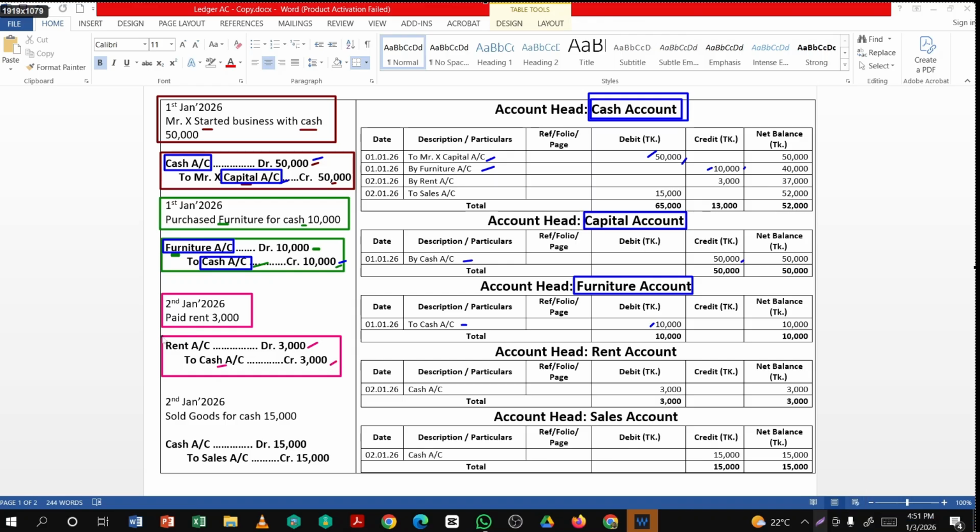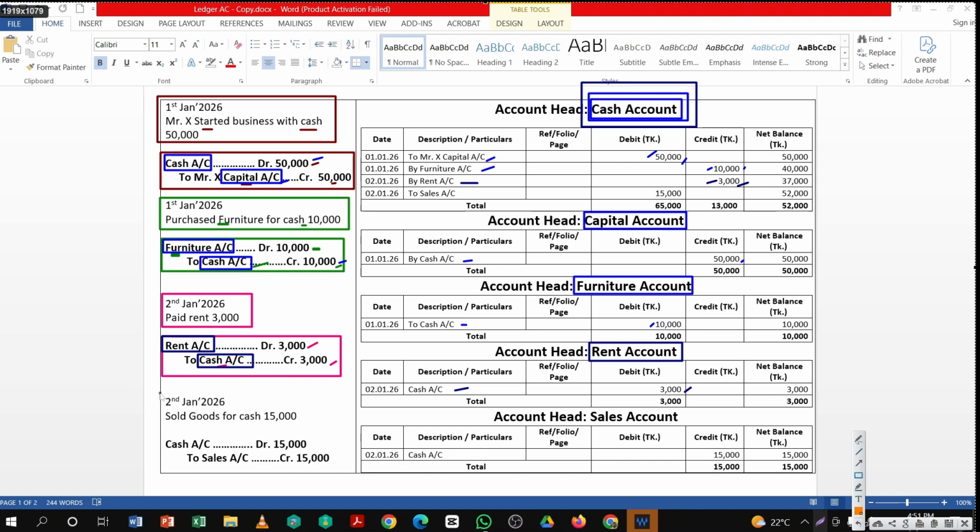Here two ledger accounts, one is rent account and another is cash account. This is rent account and cash account. Expense increase, rent paid by cash, so rent account ledger will be cash account debit 3,000 taka, and cash decrease, that is asset decrease by rent paid, so cash account ledger will be rent account credit 3,000 taka.